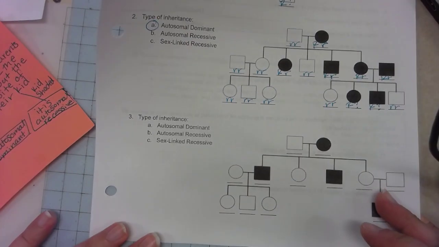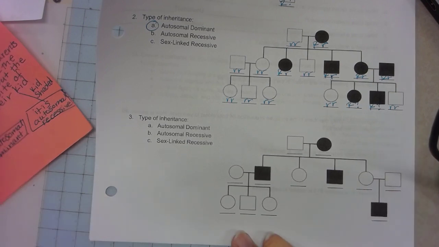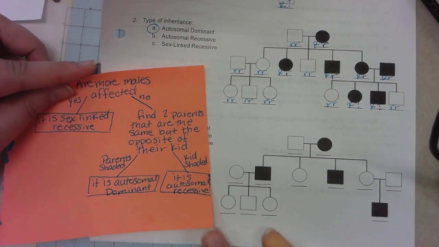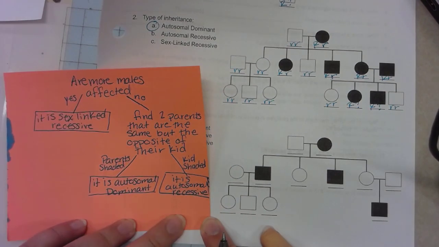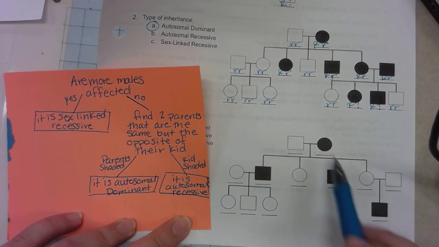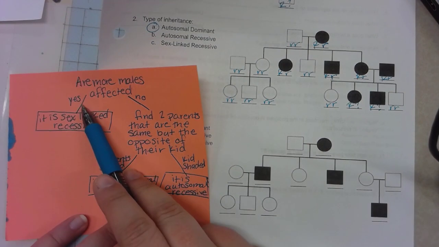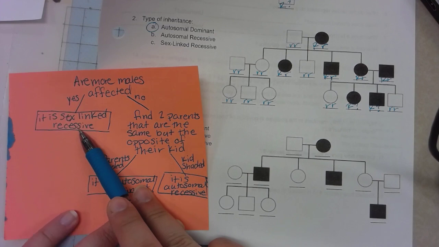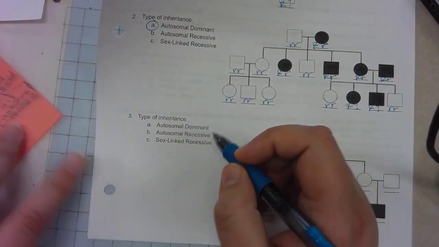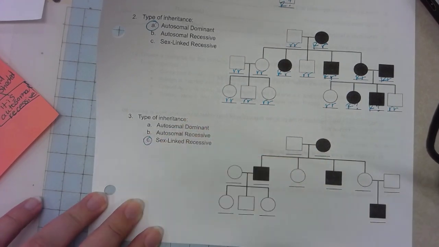Our third problem. Again, we are going to go back to our decision tree. So are there more males affected than females? Here we have 1, 2, 3 males and 1 female. So yes, there are more males affected. So that means it is a sex-linked recessive trait. So we are going to circle C.